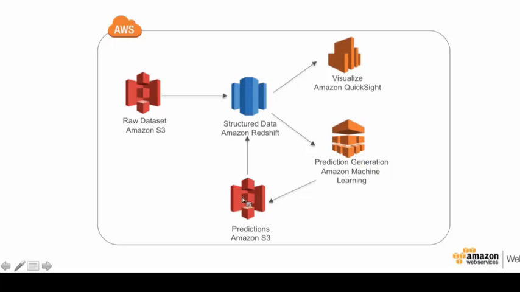The predictions themselves are outputted to an S3 bucket, which are later copied to the Redshift cluster, and we use Amazon QuickSight to visualize the prediction accuracy of our models. So with that, let's jump in and take a look at how this all works together.